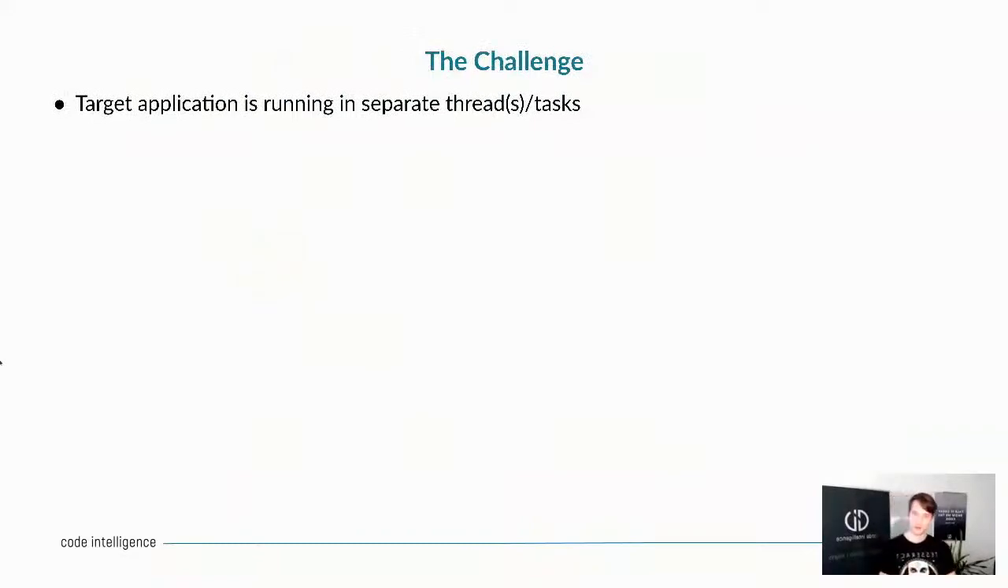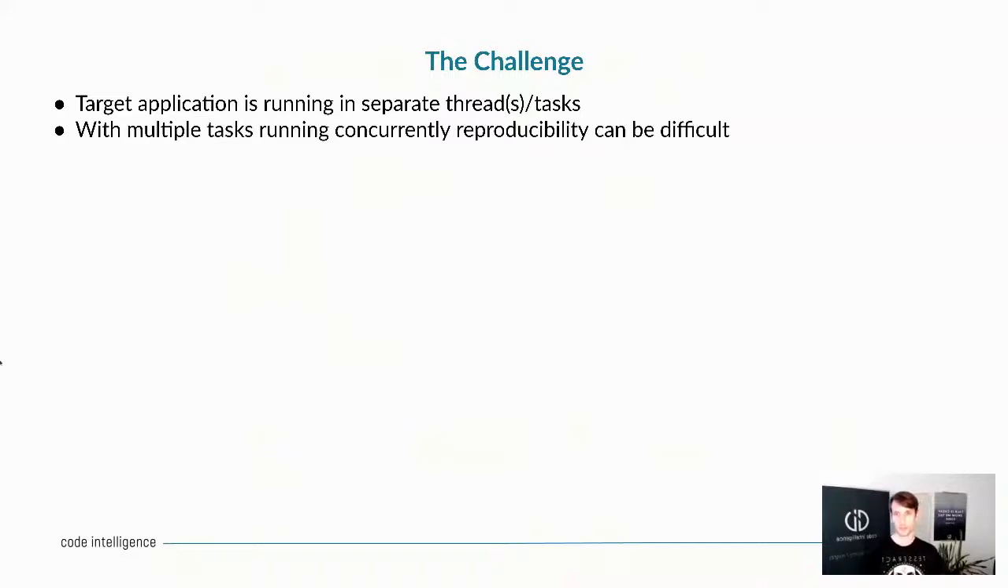Okay, so now today we will focus on some specific challenges, some specific tasks or software that you want to test. So you want to test a target application that is running either in a separate thread or maybe a target application that is running multi-threaded, so it has multiple threads, maybe multiple tasks. With running multiple things at the same time, it can be difficult to really reproduce what you have found. So if you find a bug in a multi-threaded program, usually reproducing it can be very, very difficult.